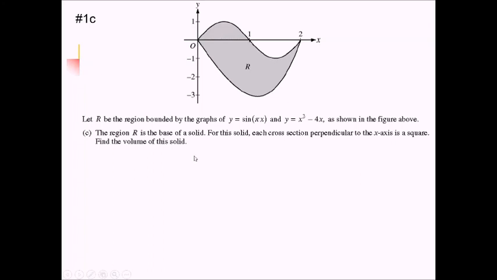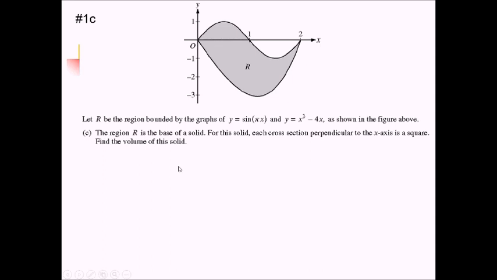On this problem part, they're telling us this region R is the base of a solid, and for each solid, each cross-section perpendicular to the x-axis is a square. Find the volume. So essentially, we have these squares whose base is the distance between these functions, and these squares are just growing three-dimensionally out of this area. And we want to find the volume. Well, we're just going to be integrating an area over this interval from 0 to 2. We just need to get the area of the cross-section, and that's what we'll be integrating.